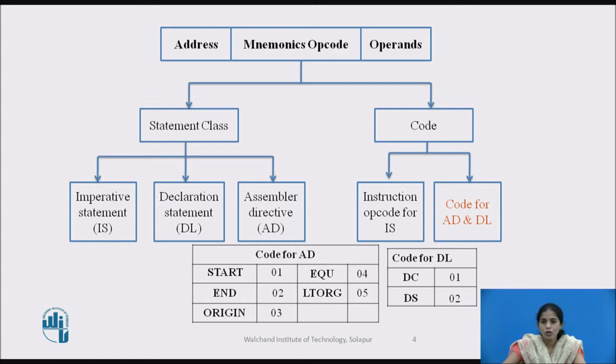Similarly, we will see the codes for the declaration statements. There are basically two declaration statements, DC and DS. For the DC, the code is 01, and for the DS, the code is 02.